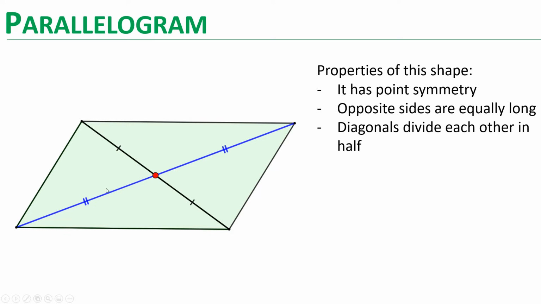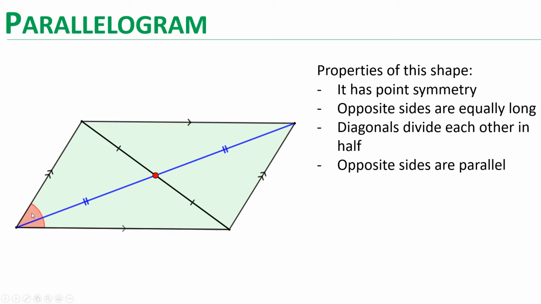Then remember that we rotated our triangle by 180 degrees. When you rotate a line by 180 degrees, the new line will be parallel to the old one. So these 2 sides are parallel, and for the same reason these 2 sides are parallel. And this is what gives the shape its name. It's called a parallelogram.